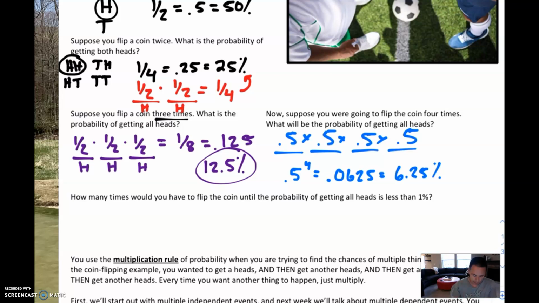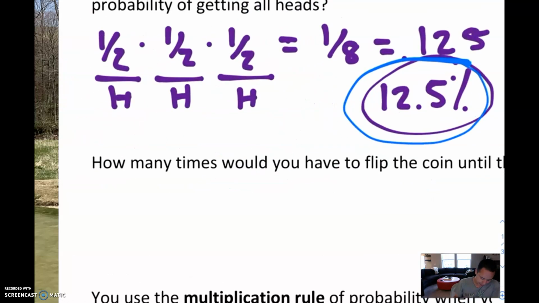So when we flipped 3 coins, it was 12.5%. When we flipped 4 coins, it was down to 6.25%. I want to know, how many coins do you got to flip to make it so the probability of all of them being heads drops to underneath 1%? So what we can do is we can just kind of use guess and check.